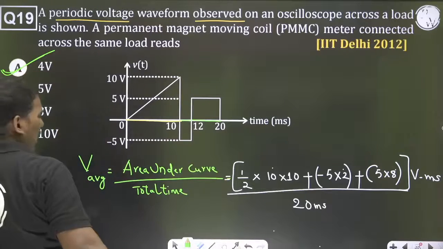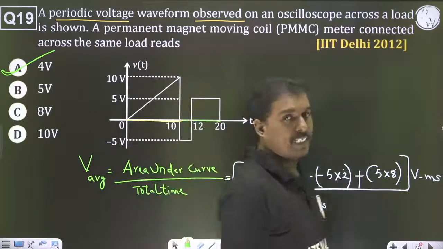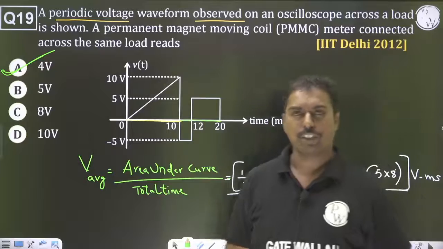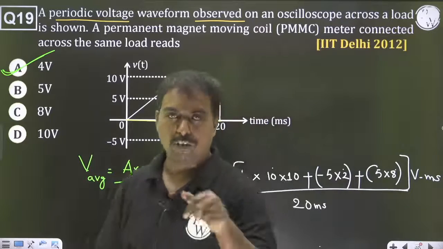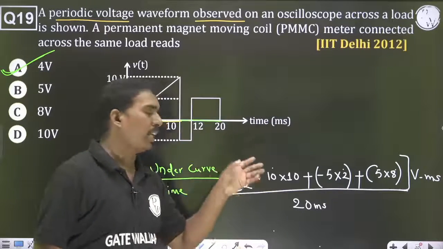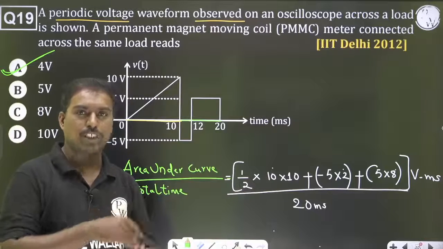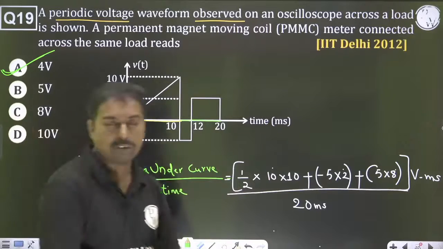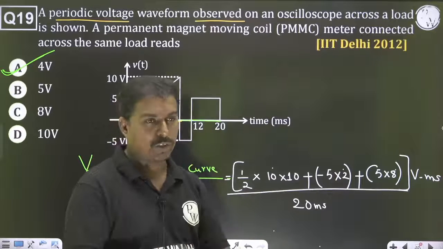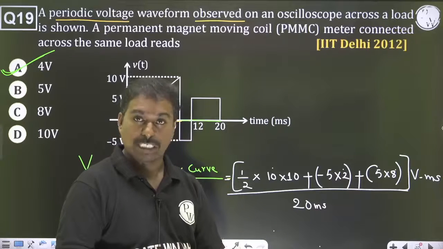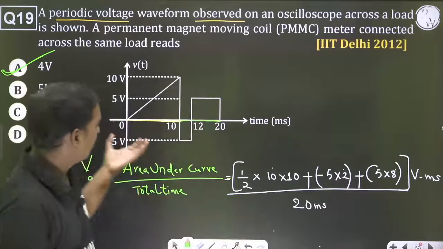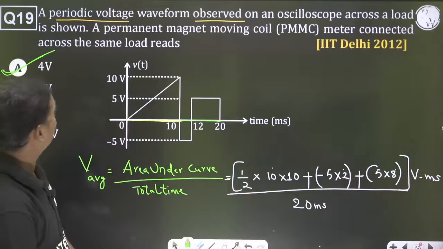The other method is by taking 0 to 10 seconds ramp waveform equation, 10 to 12 square waveform equation, 12 to 20 again square waveform equation, and taking the average, 1 by T integration of 0 to T. That all you can do. In network theory you could have got it, mathematics also you could have got it, but I suggest the time saving method for this particular way. Okay.